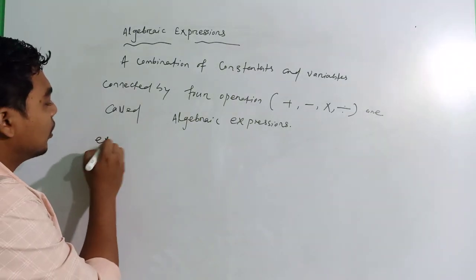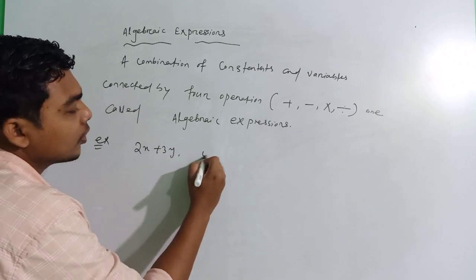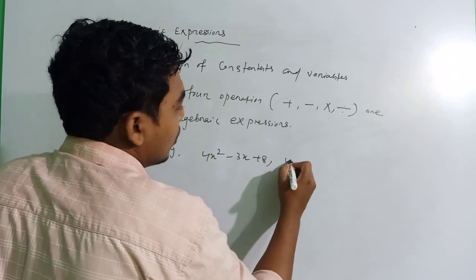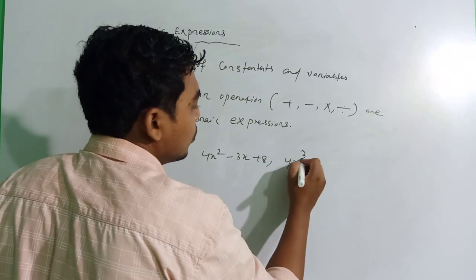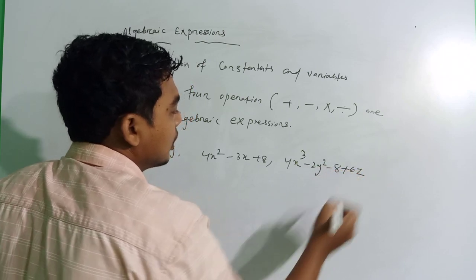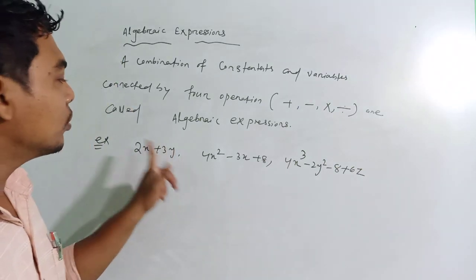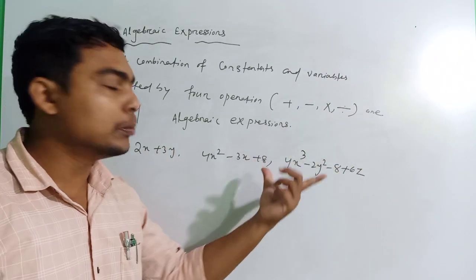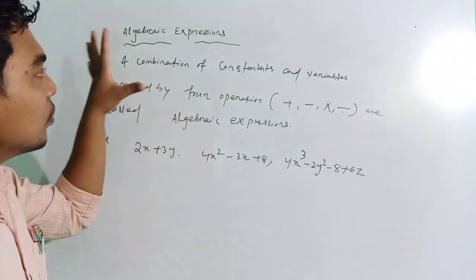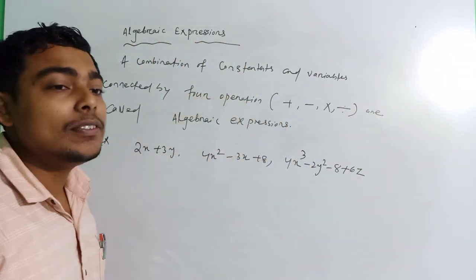You know very well. Suppose 2x plus 3y, then 4x square minus 3x plus 8, or 4x cube minus 2y square minus 8 plus 6z. These are algebraic expressions. Here x, y, z are the variables, and the numbers are the constant numbers. So you got an idea of what algebraic expressions are. Then what are the types of expressions?